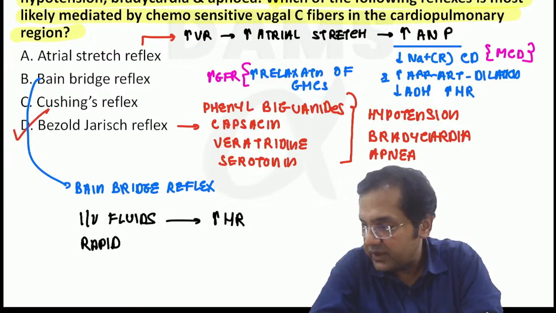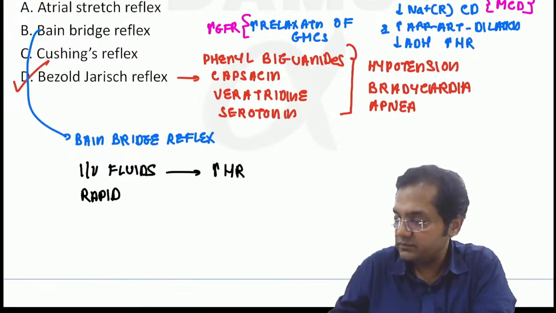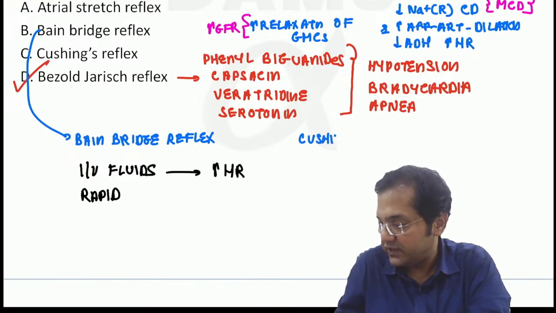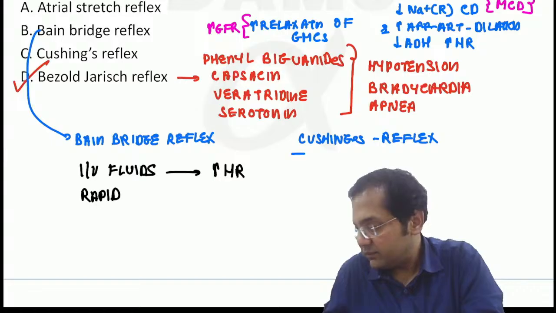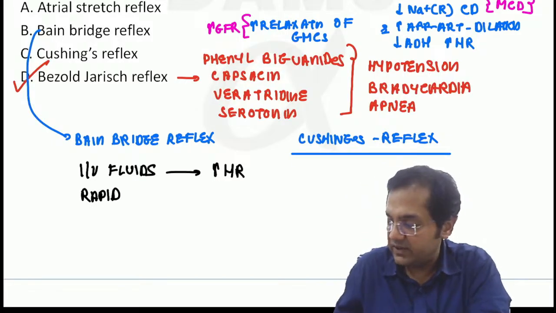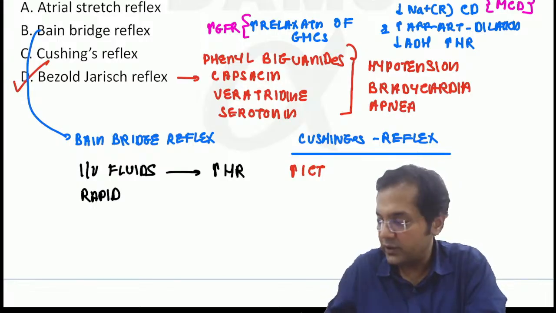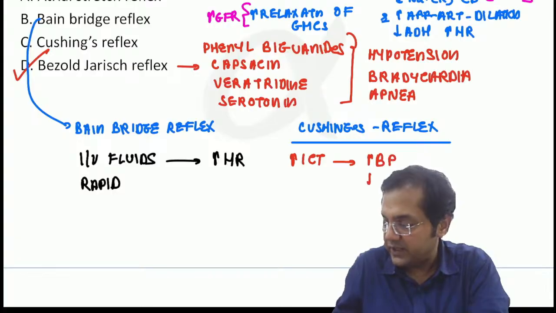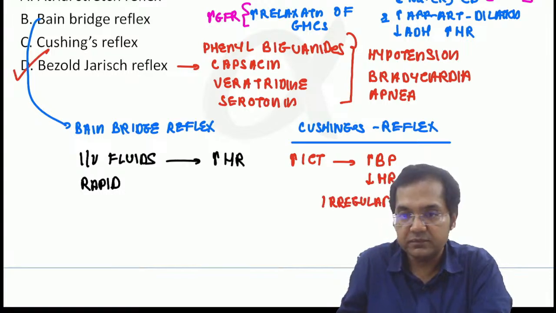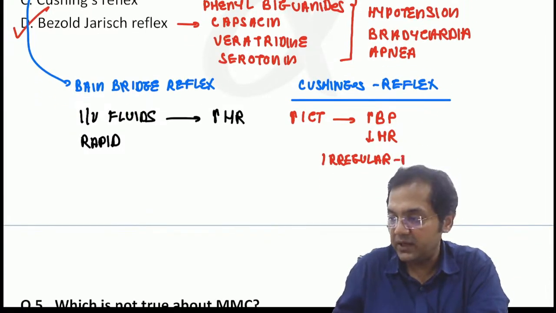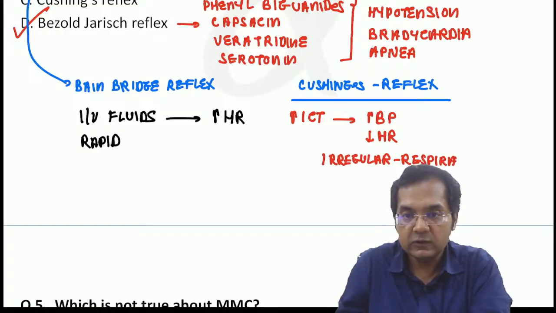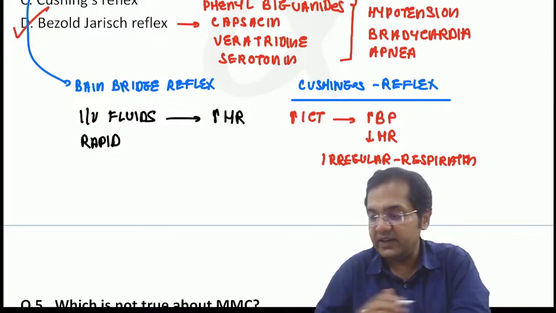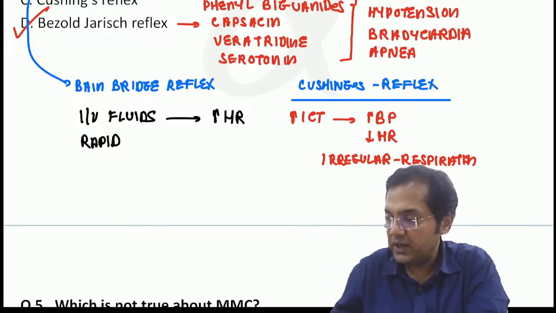Then what is Cushing? Somebody was asking me about Cushing. Cushing's reflex. Remember, one definitely can come. Yes, that's right. Whenever we have increase in intracranial tension due to tumor, trauma, abscess, this results in increase in blood pressure with reflex bradycardia with irregular respiration, resulting in bradypnea. So this is the Cushing's triad.